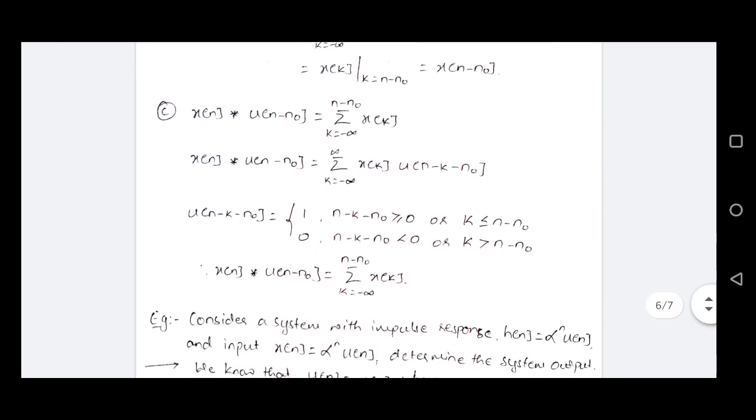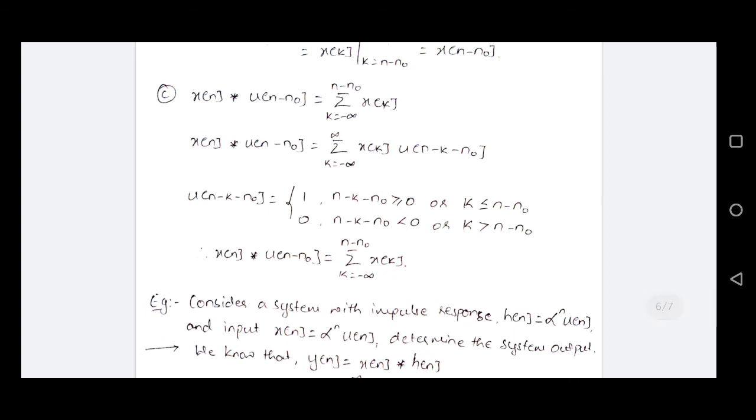And the last identity, x of n convolution with the time shifted unit step function u of n minus n naught will be equal to the sum from minus infinity to n minus n naught of x of k. If we use this time shifted unit step function in convolution summation, it will be written as summation from minus infinity to plus infinity x of k u of n minus k minus n naught.